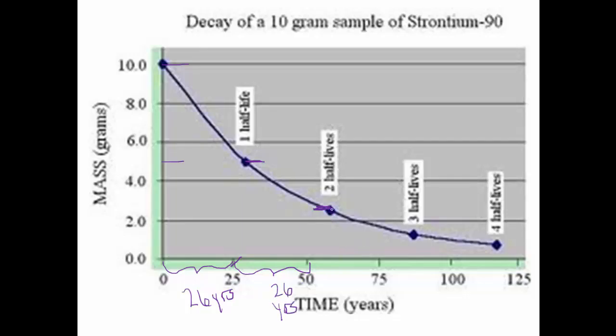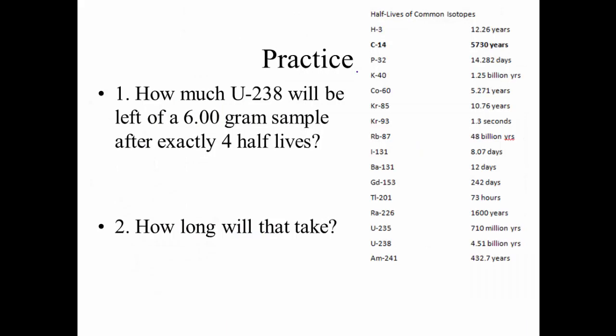The next half-life from 2.5 to 1.25, again, is still 26 years. The next half-life is still 26 years. So the half-life amount of time does remain constant. So let's do another practice problem. This one deals only with uranium-238. It wants to know how much of a 6-gram sample will be left after exactly 4 half-lives.